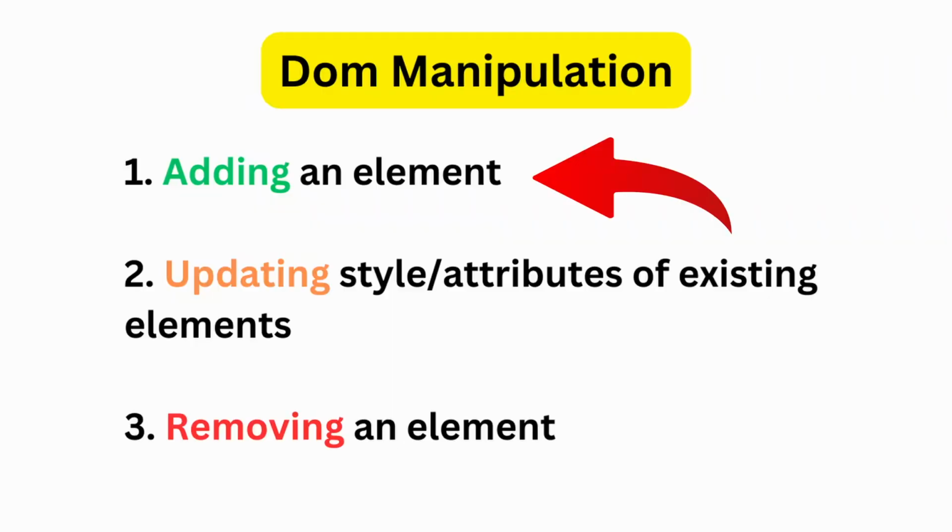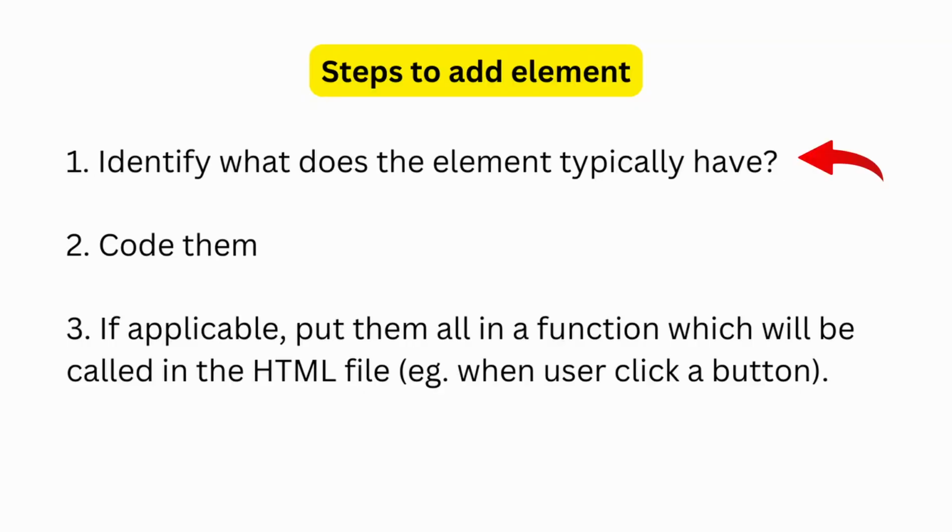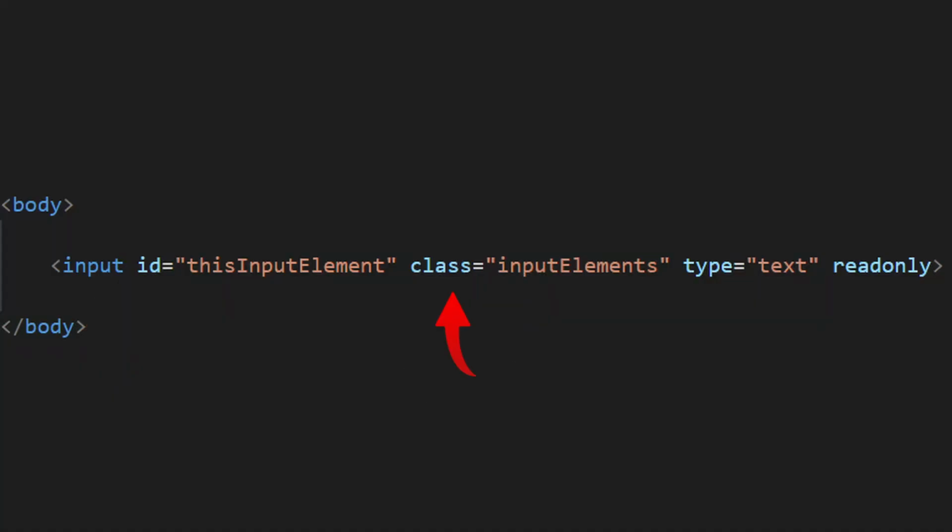First, adding an element. I feel that the best way to illustrate this is with an example of adding an input element. First, you need to identify what the standard input element has: the form tag itself, a class or an ID, the type of input, whether text, radio, number, etc., and an attribute such as read-only. So let's start with adding an input tag.